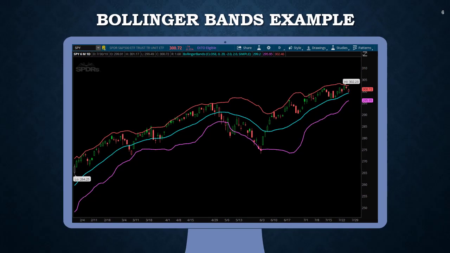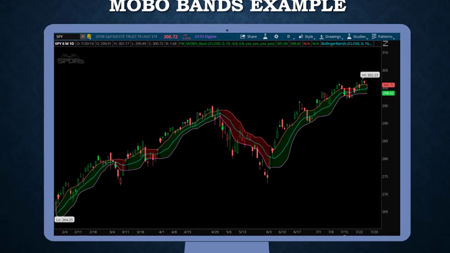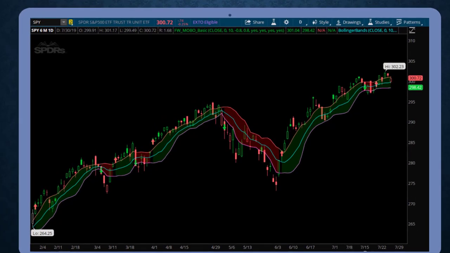Now let's take a look at the same chart with the MOBO bands. The MOBO bands, as I mentioned, are narrower. They have a shorter look back period, and the standard deviation is set to 0.8 and negative 0.8. You can see on the chart that a lot of the time the price is trading outside the band. Typically when it goes outside the band to the upside, you're going to get a nice little trend move to the upside, and this is where you want to capitalize with a call option.